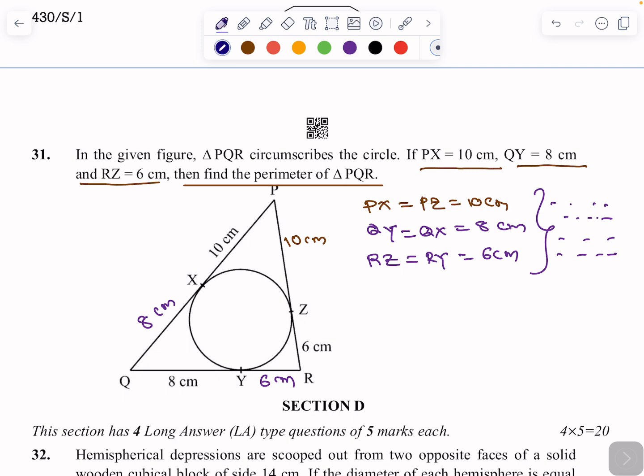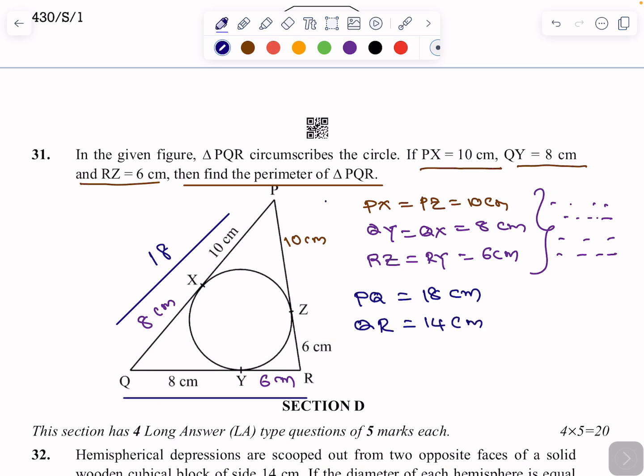Okay, and the next one, we need to find the length of the sides of the triangle. So how do you get this PQ? PQ is the length of 10 plus 8. So 10 plus 8 is how much? 18. So PQ length is 18 centimeter. Similarly, QR length is a combination of QY plus YR, that is 8 plus 6, that is how much? 14 centimeter. And PR is the length of the other side, the third side. It is a combination of PZ plus RZ. So that will give the length of PR. 10 plus 6 is 16 centimeter.